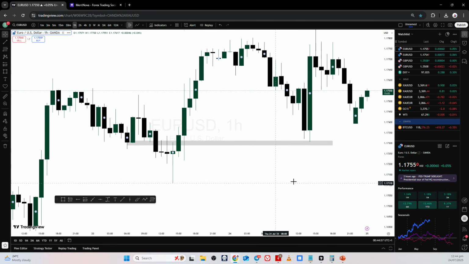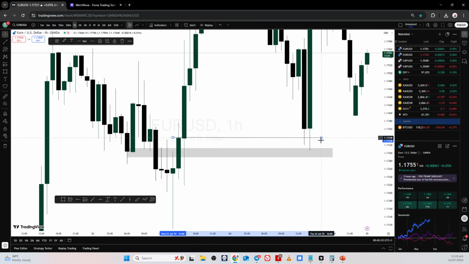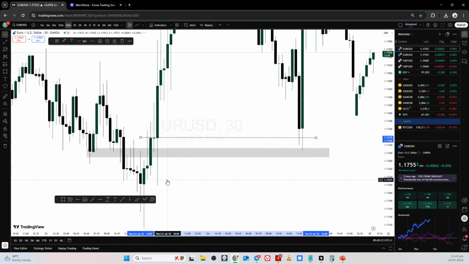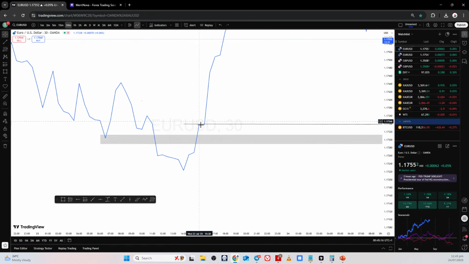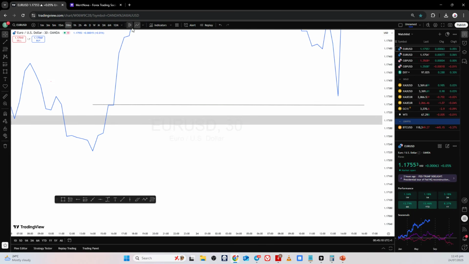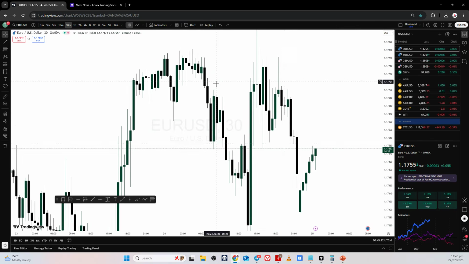What is opposite a QM level? Look at it. Rally and a hidden base. Can you see? A hidden base, a kissing candle, a gap. It is there. Okay, then you go to a lower time frame again. Let's say 30 minutes. And that is a base. So we have a rally base rally. Look at it. A base. Okay, so that is your entry point. So you see, price taps into it and boom, up.